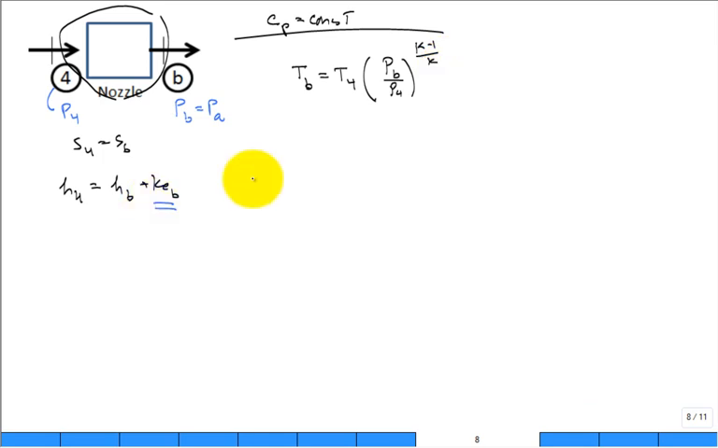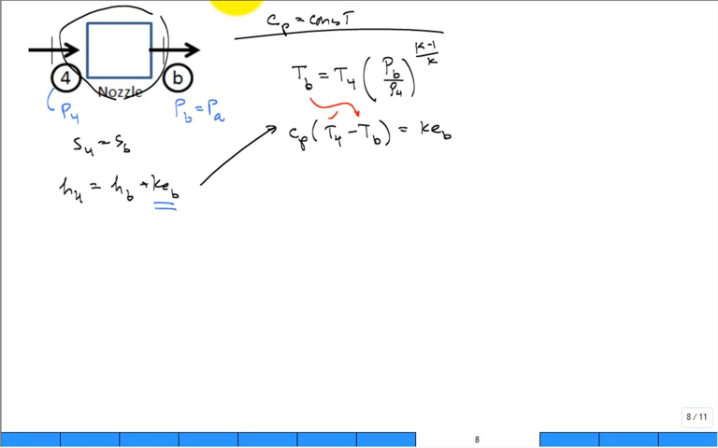Then we use our energy equation. Maybe I rewrite that like this: C sub P times the temperature at 4 minus the temperature at B is equal to the kinetic energy at B. Hence, the kinetic energy at B, it's almost too trivial, isn't it? Well, there it is. I just calculated the temperature at B, and the temperature at 4 was a result from the analysis of the turbine.